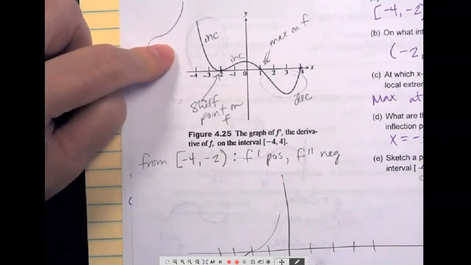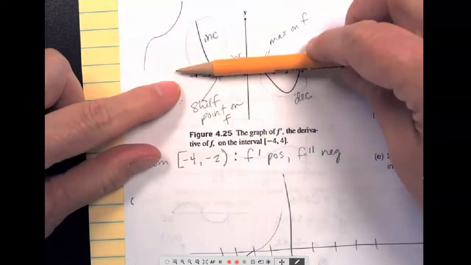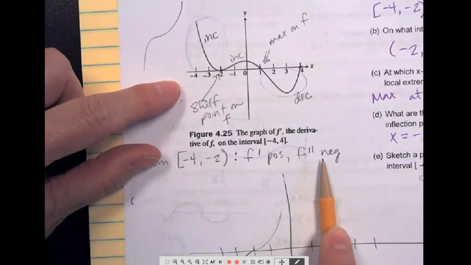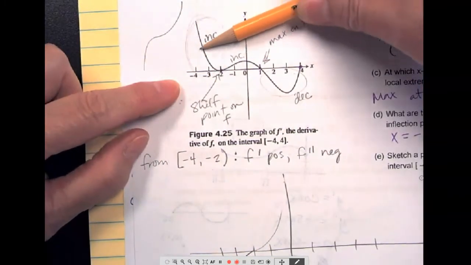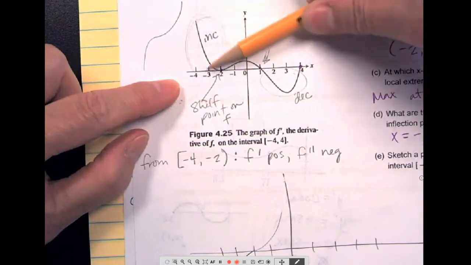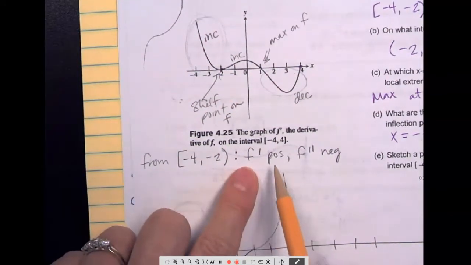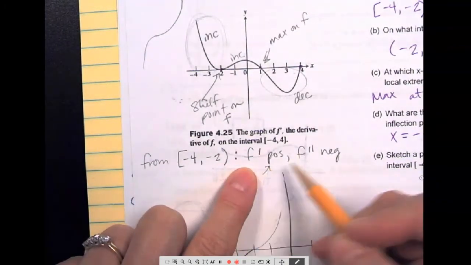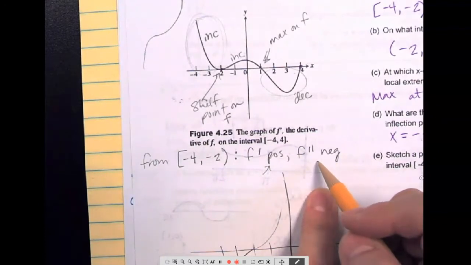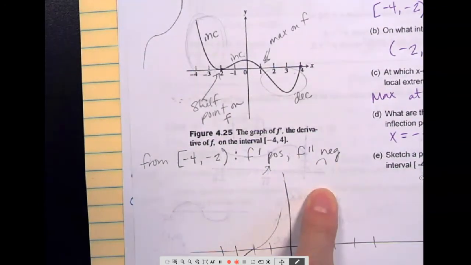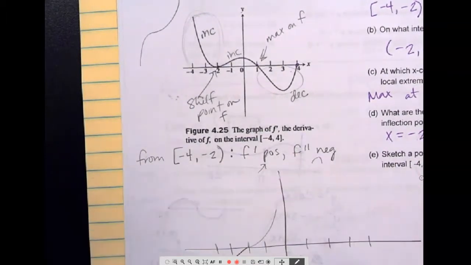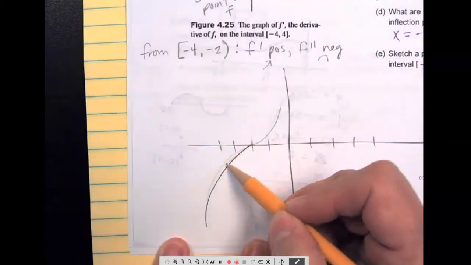This is the first derivative graph. I know it's positive because these values are above. I know the second derivative is negative because now I'm just looking at the slope of this graph, and the slope is negative. Okay, so if your first derivative is positive, it means your graph is increasing. If your second derivative is negative, it means you're concave down. So how do I increase and concave down? It's like this.